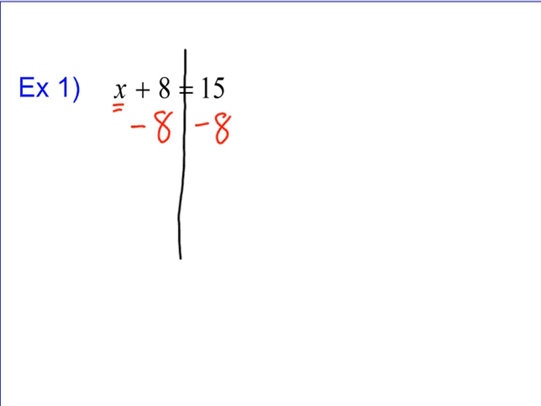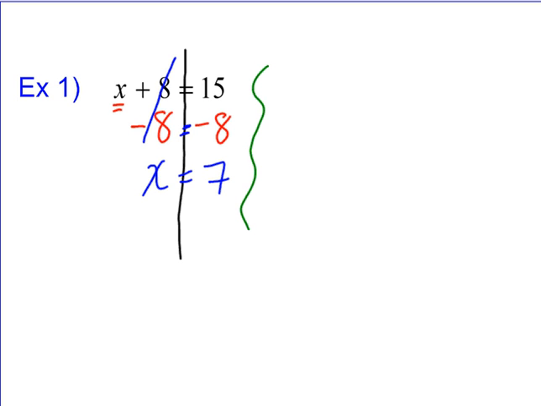Then when we go to simplify, you always want to look and see that these two are exactly the same, because the negative 8 does equal negative 8. We're going to maintain this equal sign all the way through. Well, positive 8 and negative 8 is 0. So since it's 0, it just really goes away. x plus 0 is just x. 15 minus 8 is 7.